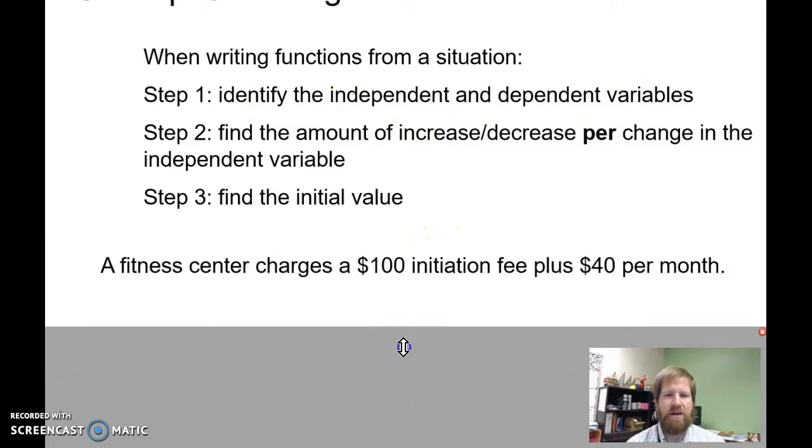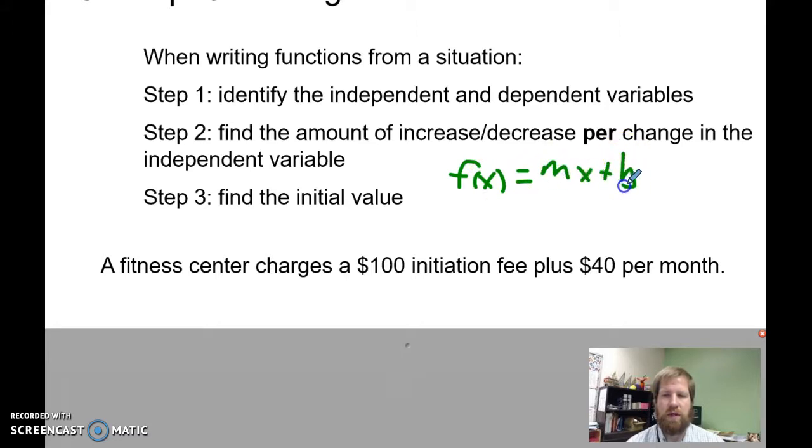Then you want to find the amount of increase or decrease, and this is going to be, if you have your function in slope-intercept form, right? f(x) = mx + b, the amount of increase or decrease per change, that is going to be your slope. And then the last step is to find the initial value, and that's going to be your y-intercept.